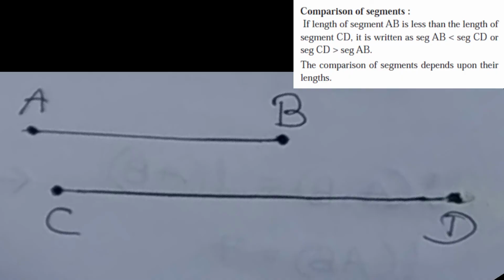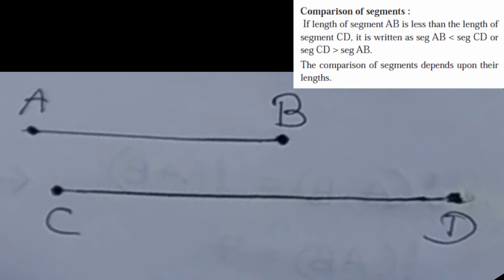Comparison of segments. If length of segment AB is less than the length of segment CD, it is written as segment AB less than segment CD or segment CD greater than segment AB.